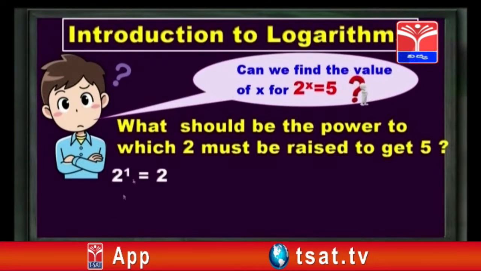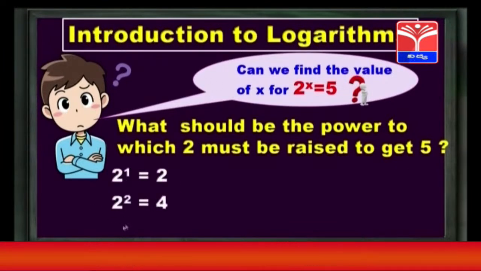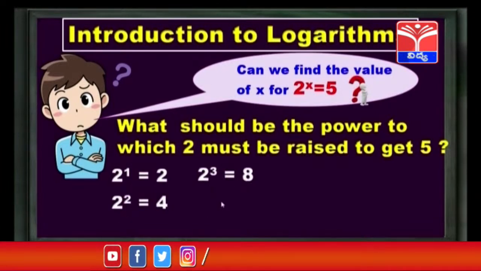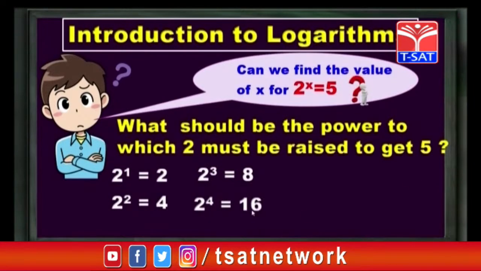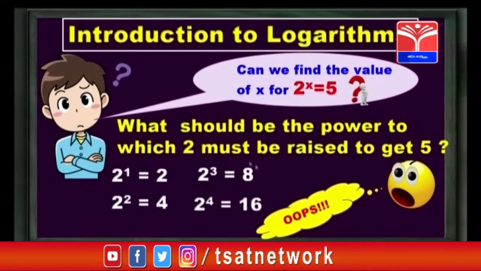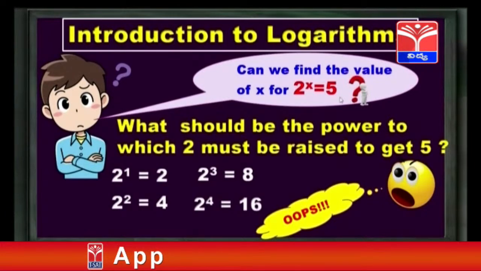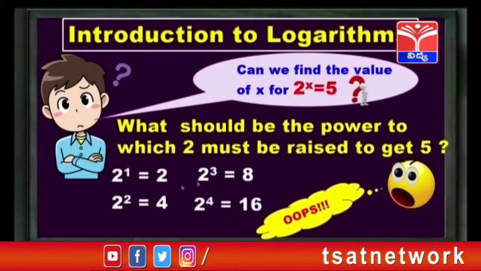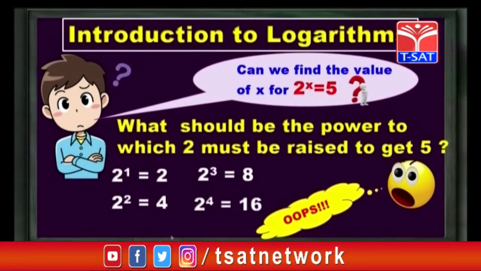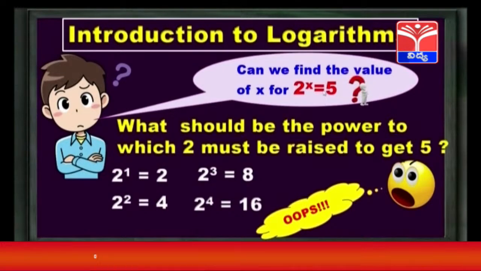Let us check. 2^1 is equal to 2, 2^2 is equal to 4, 2^3 is equal to 8, 2^4 is equal to 16. So it is increasing, and we are not getting 5 here. 2^2 is equal to 4, 2^3 is equal to 8, and 2^4 is 16. So 2^5 is 32, which is crossing 5. So what we can observe here is that 5 lies between 2^2 and 2^3.